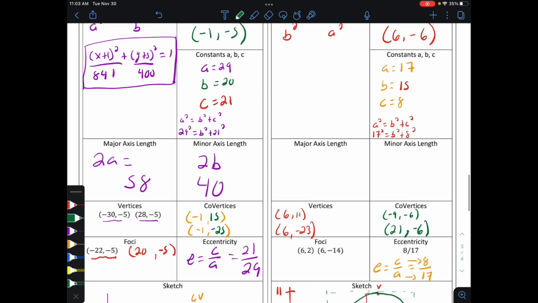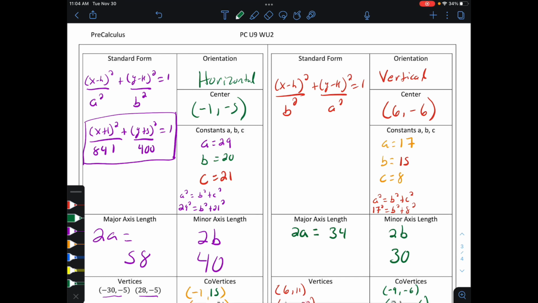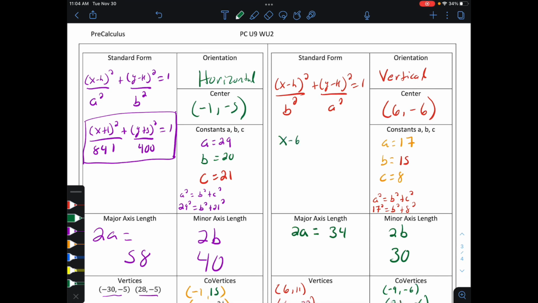Now that we have all of our constants, the major axis length, the length of the line that connects the two vertices, is 2 times a, so 17 times 2 is 34. The minor axis length is 2 times b, the length of the line that connects the two co-vertices, so 2 times 15 is 30. Now we plug everything in, the center h and k, so we'd have (x minus 6) squared plus (y plus 6) squared is equal to 1. x gets the denominator b squared, which is 225. y gets the denominator of a squared, which is 289. And there's our standard form.